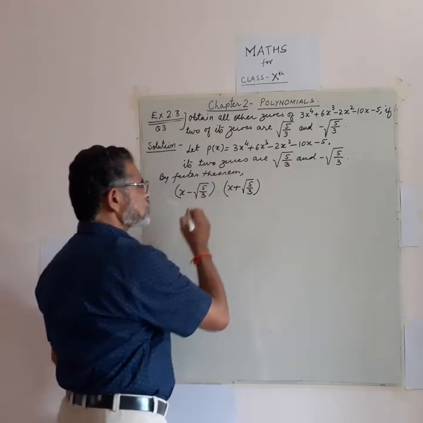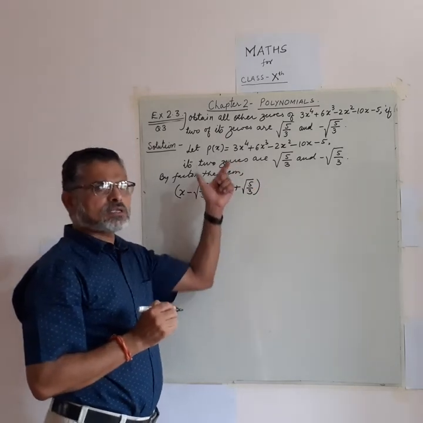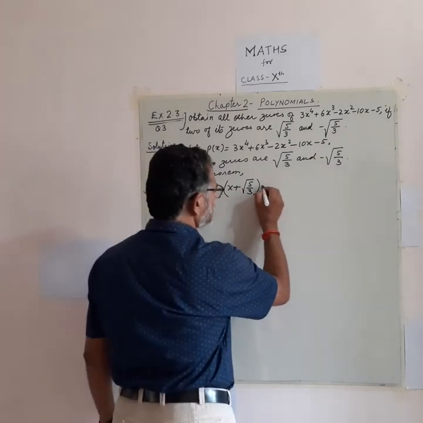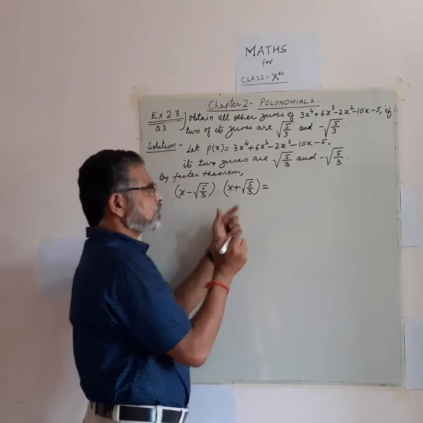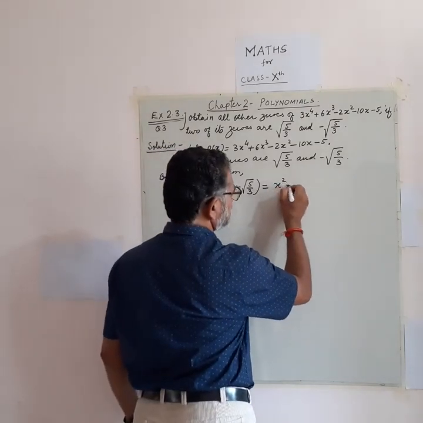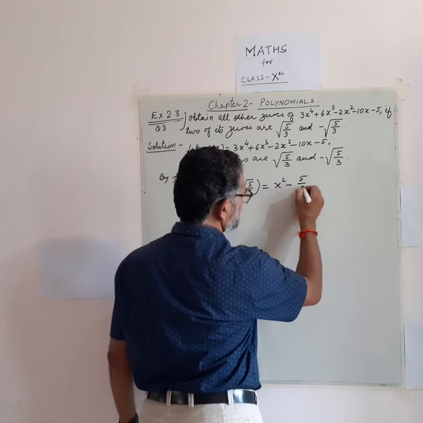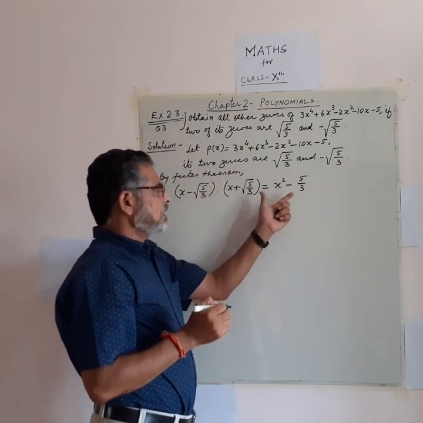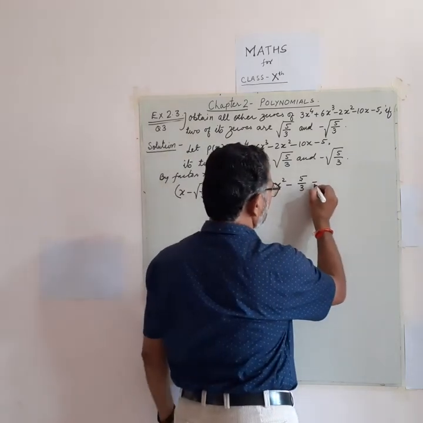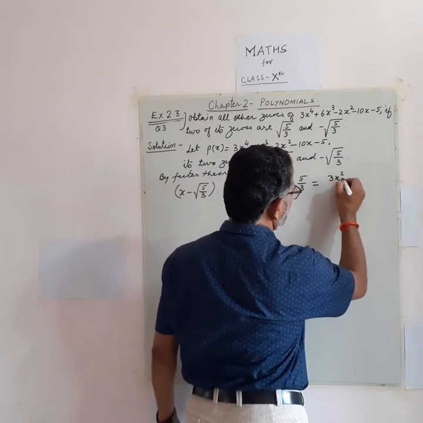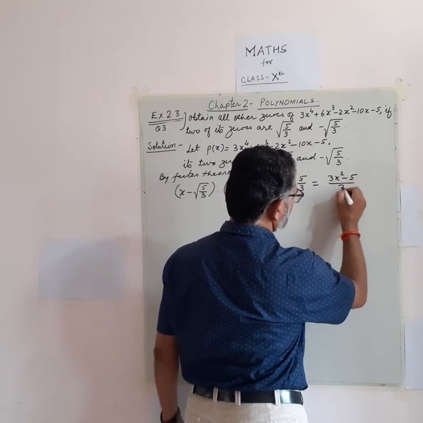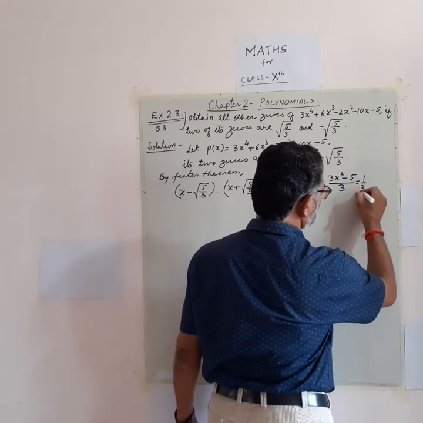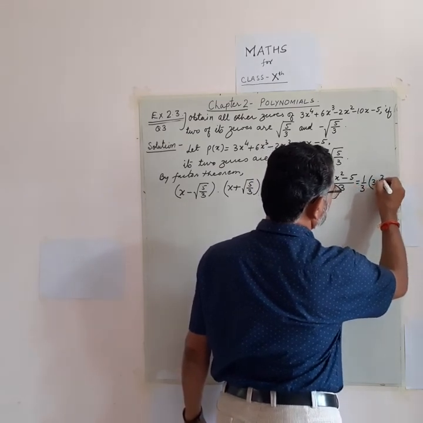So their product also will be a factor of this polynomial. So we find the product. It is in the form of a minus b into a plus b. So it becomes a square minus b square. So a square of under root 5 by 3 will be 5 by 3. If we simplify this, it becomes x square minus 5 by 3, which can be written as 1 by 3, 3x square minus 5.